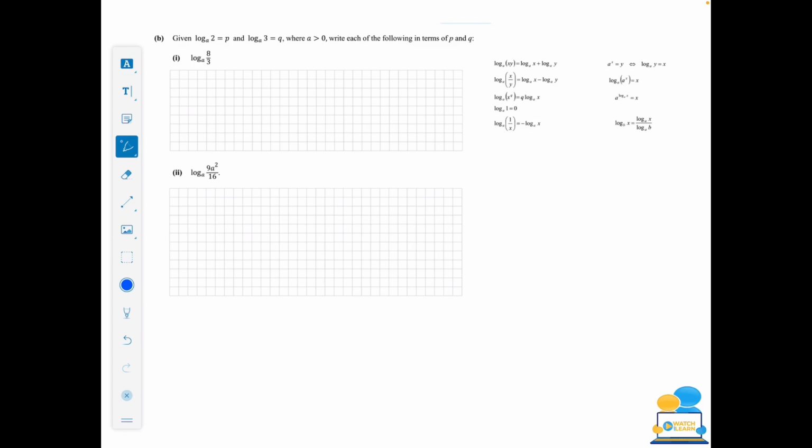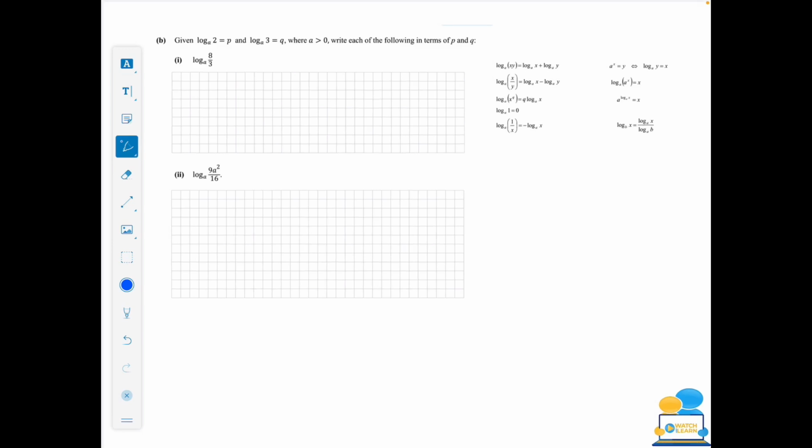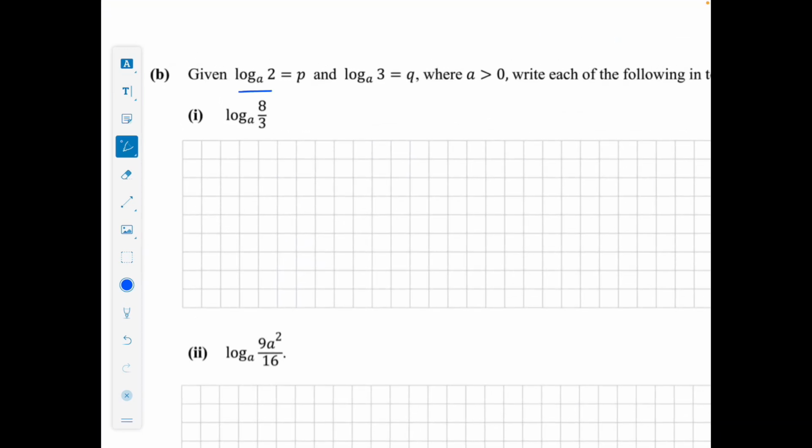Another question now, going back to 2016. So this is kind of similar, so we need to use our laws to manipulate it to make it look like the form in the question. So we're told that log to base a of 2 is p and log to base a of 3 is q. Write each of the following in terms of p and q. So in terms of p and q just means we want p and q in our answer. Okay, we're told information about log to base a of 2 and log to base a of 3, so we want those in our question.